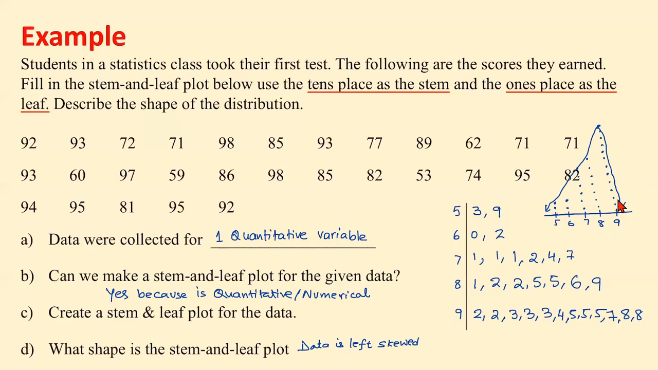So quickly you can draw something like a dot plot, and then look for the skewness of the data. So this is how we can use the stem and leaf plot to answer a question like this one.